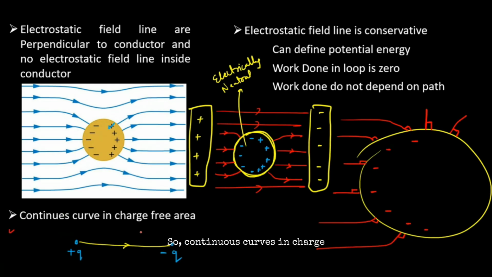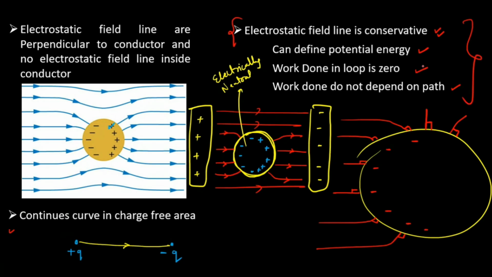Electric field lines are continuous curves. Whatever charge we have, they will form a continuous curve. Now this is a very important definition here. Electrostatic field is conservative, so we can define potential energy. Work done in a loop is zero. Work done does not depend upon the path. I will discuss all these points if it is necessary.